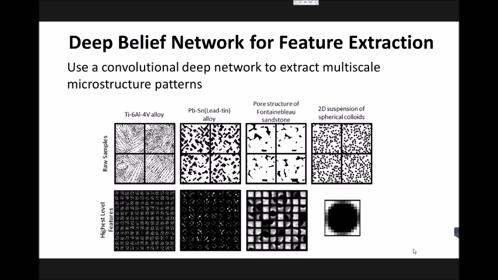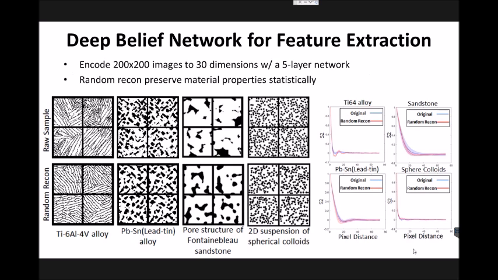So we brought the idea of the deep belief network from the computer science community to help us address this issue. Deep belief networks have been widely used in feature extraction for classification purposes, but we want to see if we could directly use the high-level features that we have extracted to generate new images. In this case, a 5-layer deep belief network has been built, which could help us reduce the dimension from 40,000 to 30, and by randomly generating from the 30 dimensions, the reconstructions are visibly and statistically similar to the original samples.